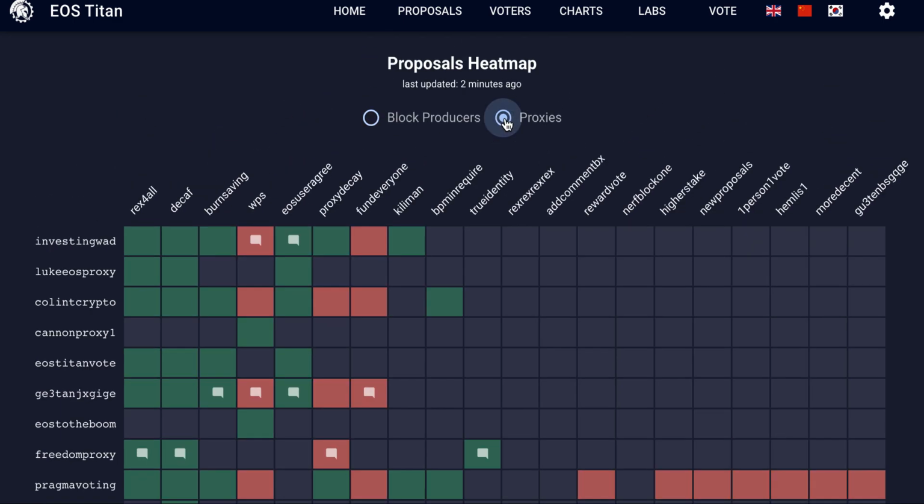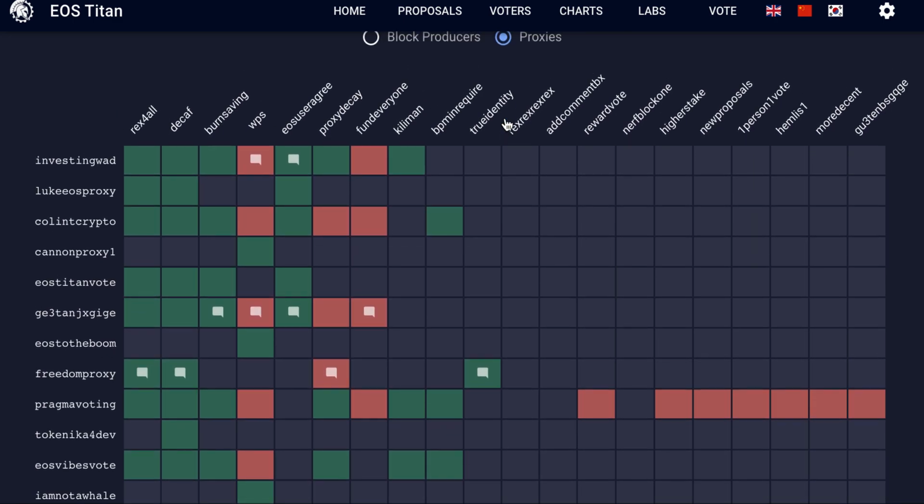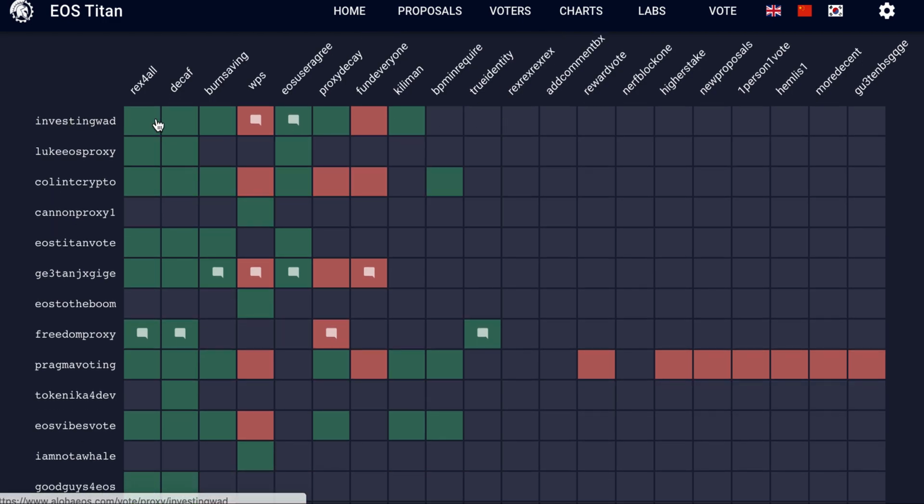Also, you can see a pretty good heat map chart of which proxies have voted for what. And as you can see, Investing with a Difference, we have voted on all these proposals. You can see the listing here.